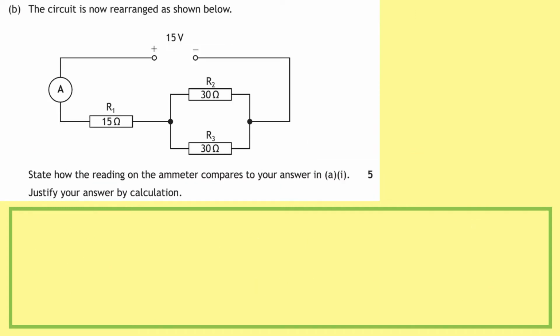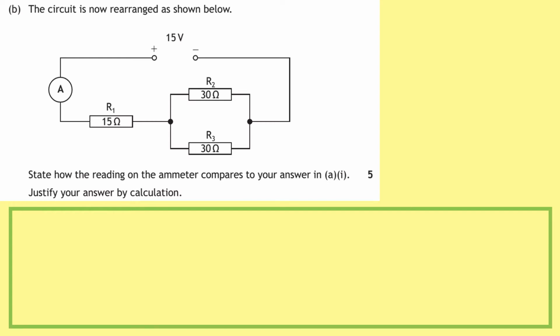Part B. The circuit is now rearranged as shown below. State how the reading on the ammeter compares to your answer in A part 1 and justify your answer by calculation. You can see this is worth 5 marks. So your equation is going to be worth some of those marks, and then you need a statement at the end stating what you think is going to happen to the reading on the ammeter.